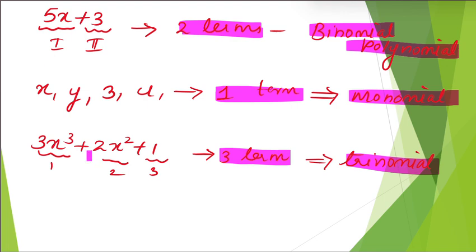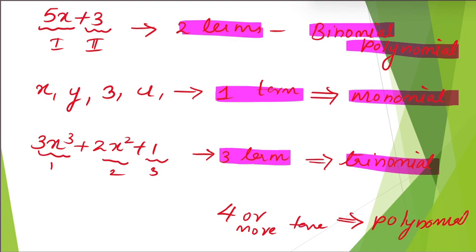Now, if there are four or more terms, we will call it just a polynomial itself. Otherwise, if it is one term, it is a monomial. Two terms, binomial. And if it is three terms, you can consider it a trinomial. Four or more terms, it's a polynomial. Got the idea? Okay.